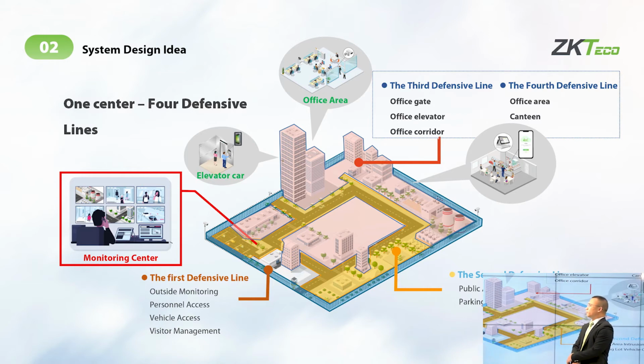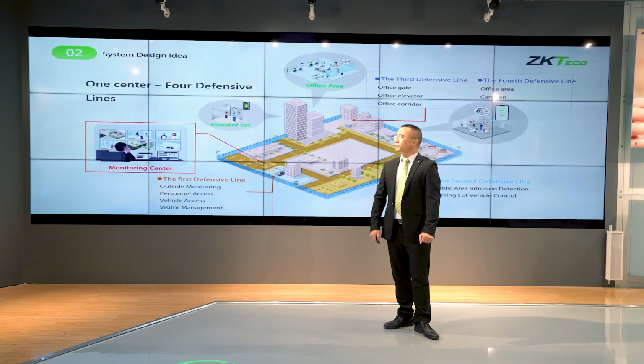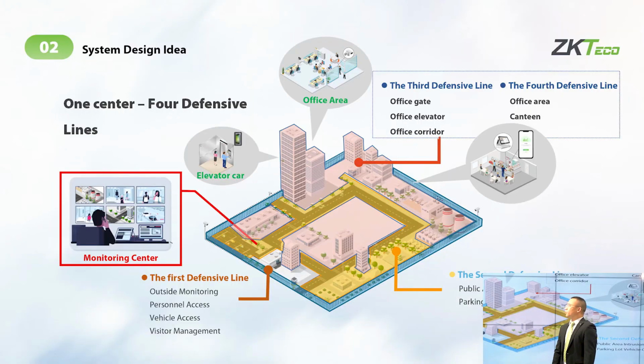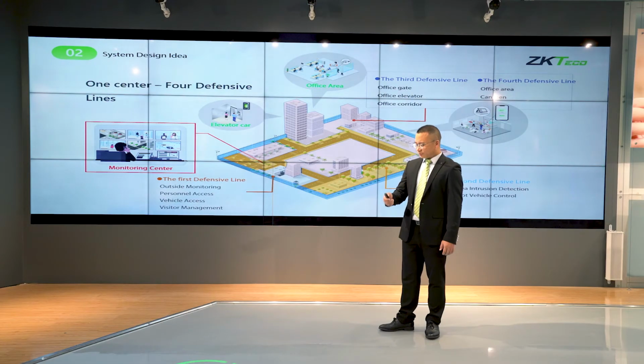The second is for the parking lot management. The third is for the office gates and the pedestrian management. The fourth one is for the office inside area for the security management, like restaurant, canteen, also for financial room, manager room, like this.